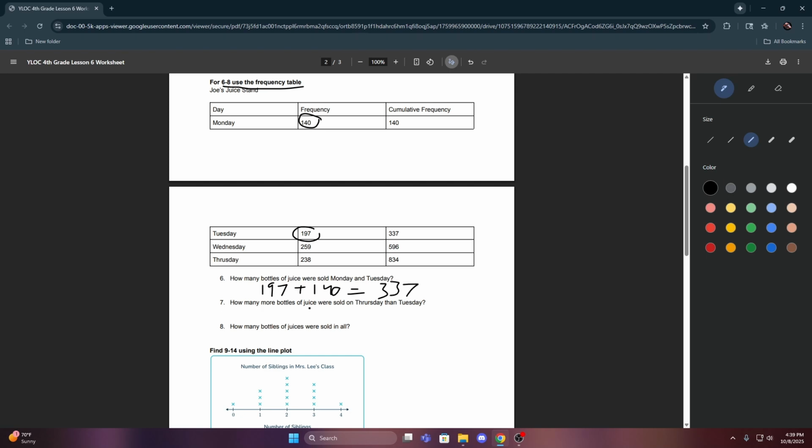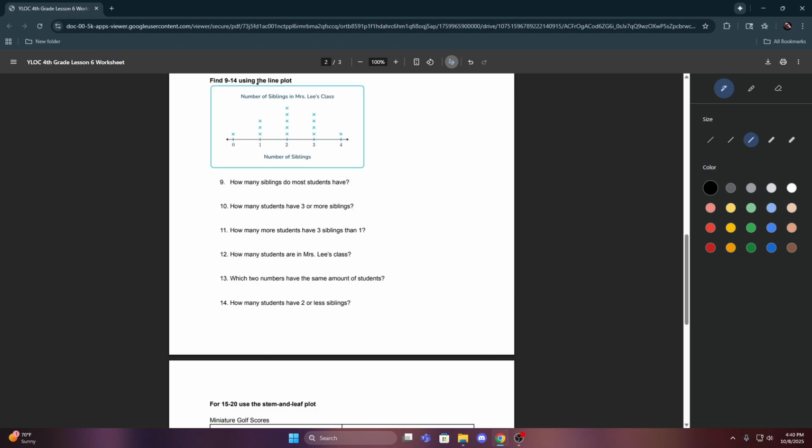7. How many more bottles of juice were sold on Thursday than Tuesday? We can do subtraction for that. So we can do 238 minus 197, which is equal to 41. And 8. How many bottles of juice were sold in all? For that, you can look at the completed cumulative frequency chart here, and we can just look at this last number. There's your answer.